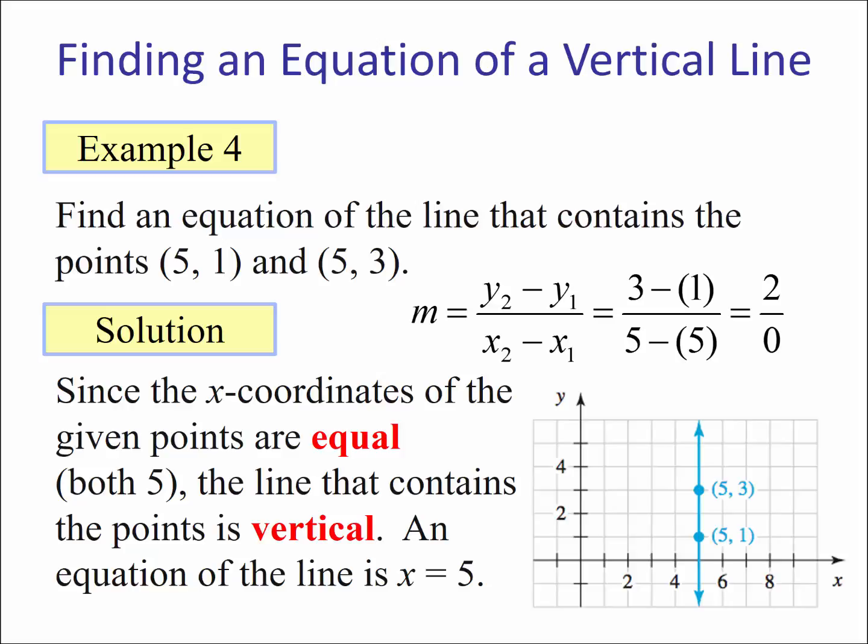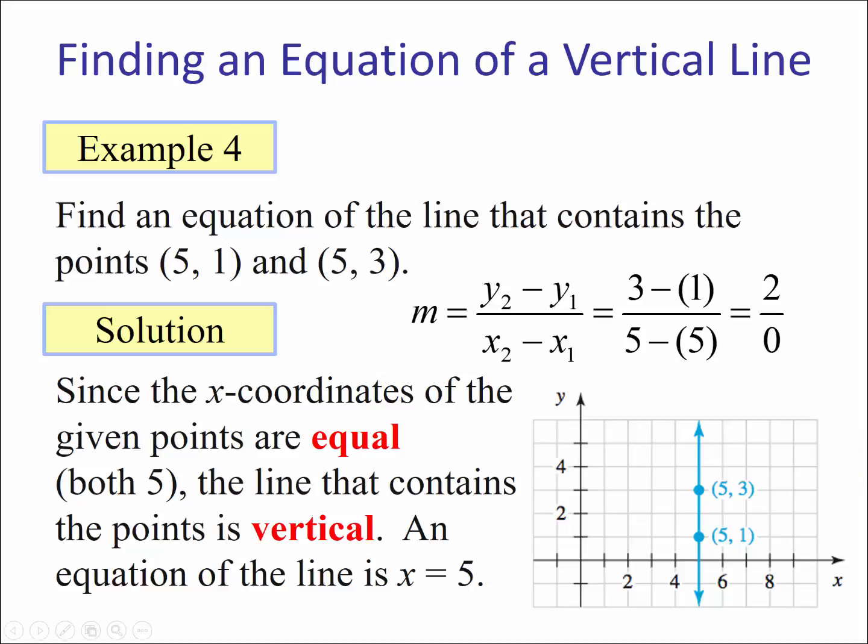This is not a function, because if you recall, a function has to pass the vertical line test and this does not. In order to be a function, for every x there's one and only one y. In this case here, for one value of x, 5, we have a value of 1 and we have a value of 3. So this is not a function. And this is the only straight line that cannot be written in the form y equals mx plus b.